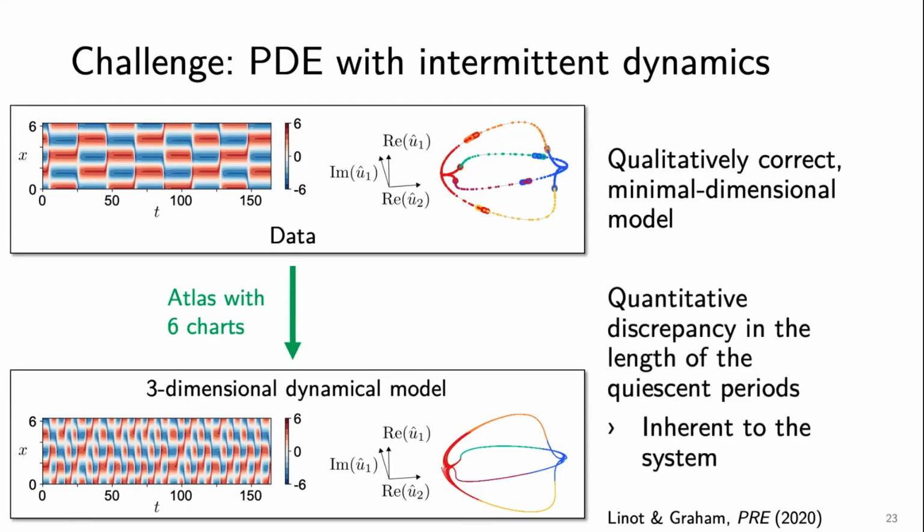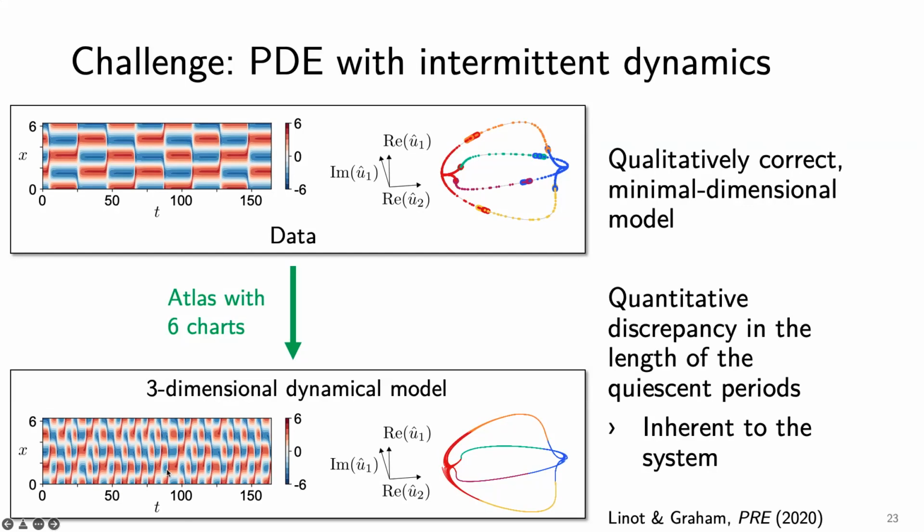But you can see that there is a quantitative discrepancy in the length of the quiescent periods. Comparing the bottom to the top, you can see that the quiescent periods on the bottom are not as long as the quiescent periods up top. But this is something that we believe is inherent to the system. You can show that there's sensitivity to model error. We attribute that to a logarithmic divergence that's associated with the saddle points. And so it's not something that we believe is a problem with the method itself, but rather the dynamics of the system.